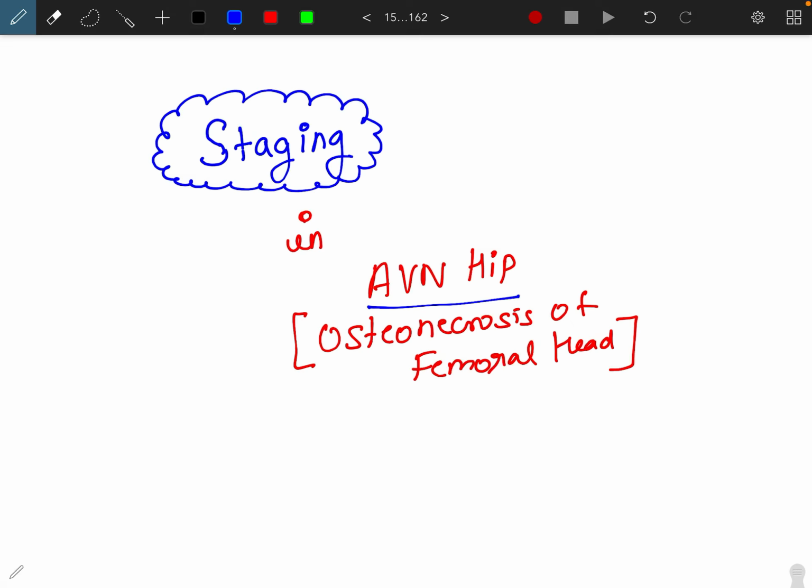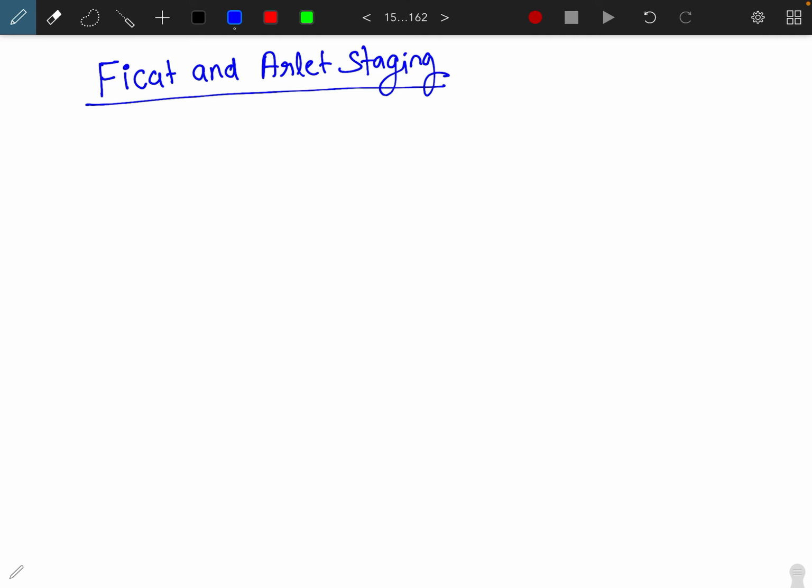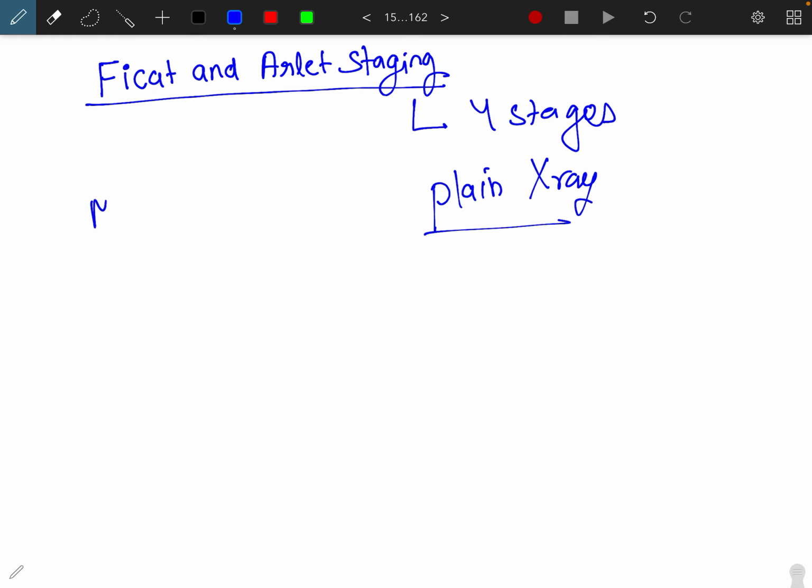Hello everyone, today we will discuss staging in AVN hip and I'll try to make it as simple as possible. The original Ficat and Arlet staging gave 4 stages and it was based on plain radiograph. MRI was not included. This was the pre-MRI era.